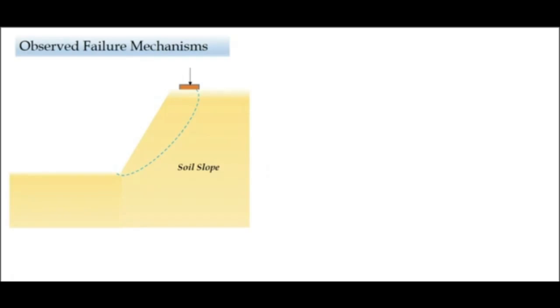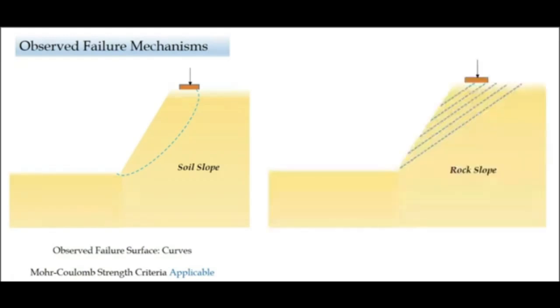What has been seen in the case of soil slopes is that mostly the failure surface is curved in nature, and the application of the Mohr-Coulomb strength criterion seems to be quite appropriate in capturing some of the field-observed mechanisms. So for soil slopes, the adoption of the Mohr-Coulomb strength criterion seems to be fine. However, the issue comes in the case of rock slopes.